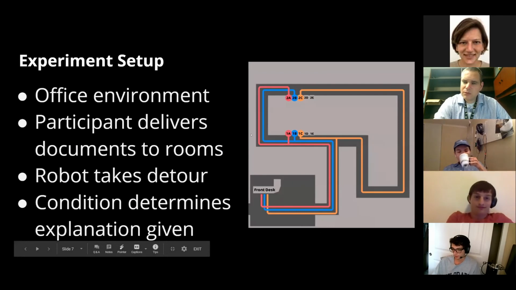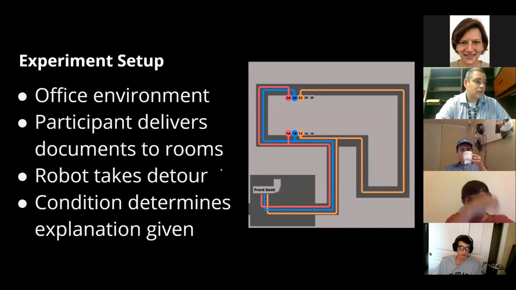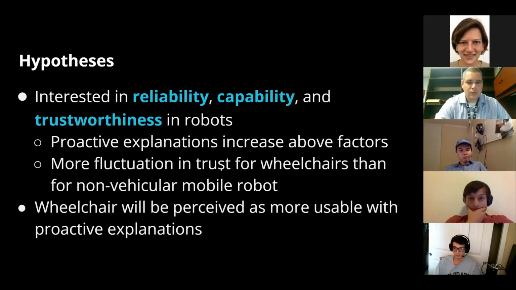So each time they follow a route, they will return to the office. A survey is administered with Likert items on a scale of 1 to 5, designed to examine reliability, capability, and trust. Our results so far suggest that proactive explanations may be more effective than reactive explanations, and that this may be especially true for wheelchairs due to their paired autonomy. However, more data is needed in order to confirm this effect. Our study was cut a little short by COVID.